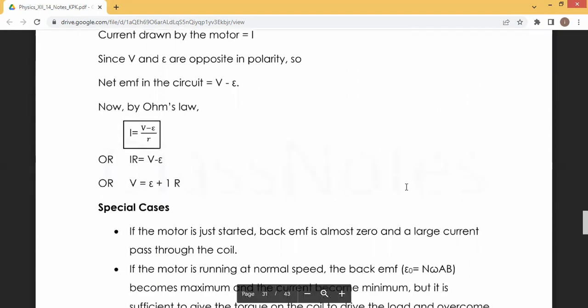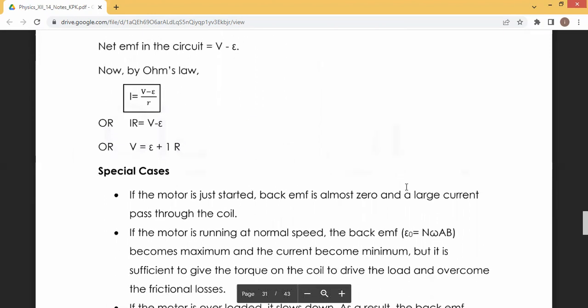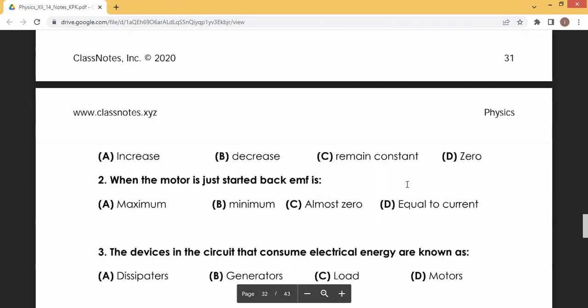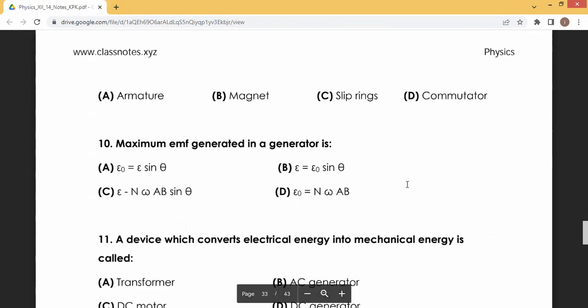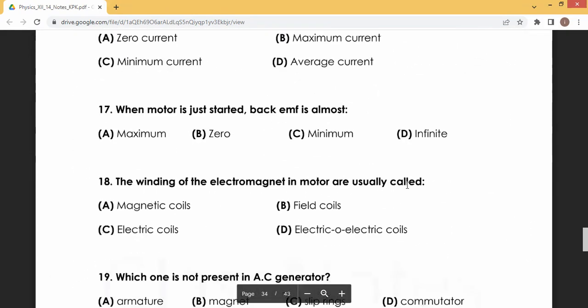So the expression is V equals induced EMF plus IR. These are the special cases and so also the details. I will send all the details to you.